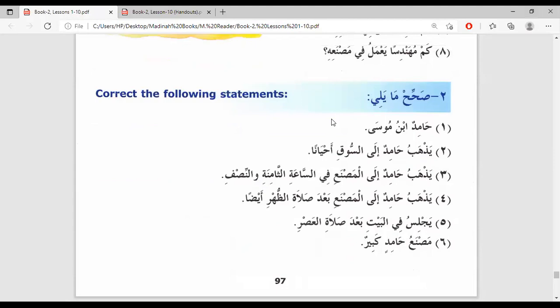صحح ما يلي, correct the following sentences. So this is صحح, on the pattern of كون. So it's the same pattern, okay? كون صحح. So this is one of the patterns of the verbs, and it is used as imperative فعل الأمر. Okay, how would you read the first question?